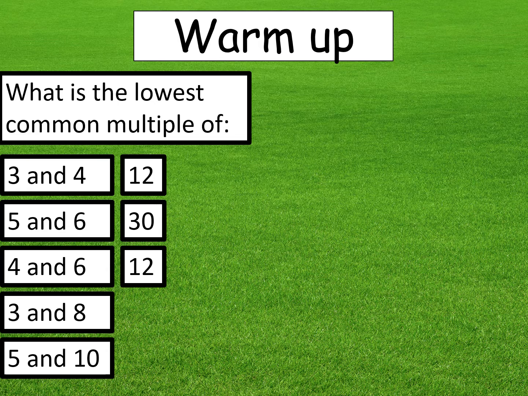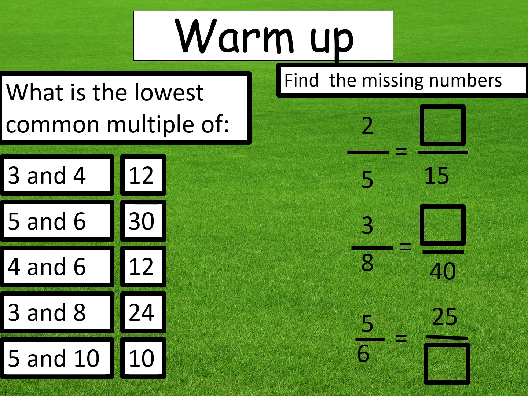3 and 8 is 24. 5 and 10, 5 can be 10 by multiplying it by 2, so the lowest common multiple is 10.